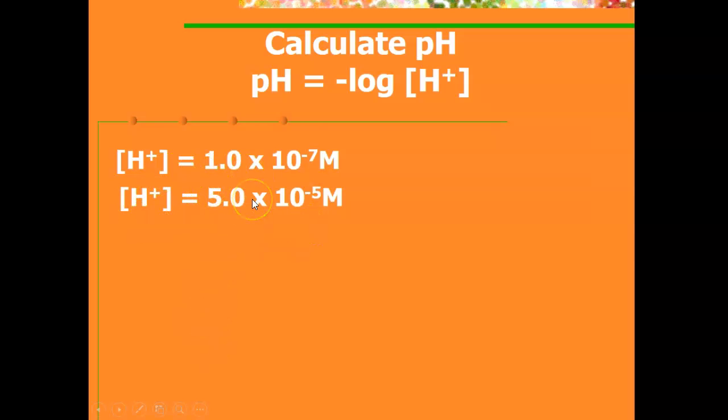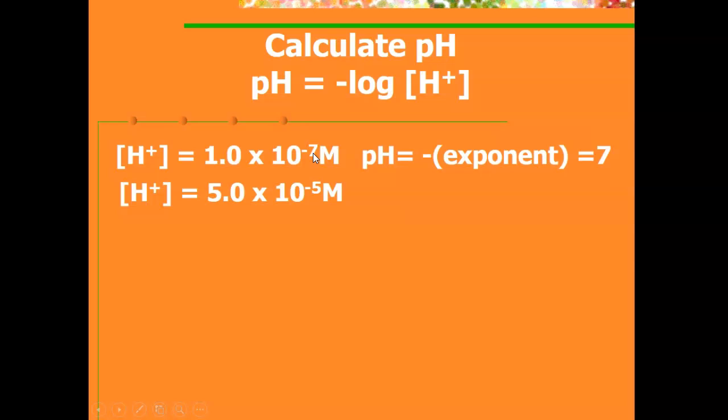Now remember the tip I told you. If your concentration, the coefficient that's before the x, starts with or is a 1, not a 1.2, not a 1.1, a perfect 1, then whatever your exponent is, take away the negative. Whatever your exponent is, it is your pH level. So the first question, the answer is 7. That's without doing any math or putting in your calculator.